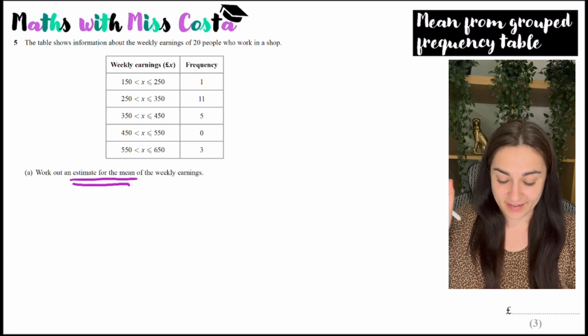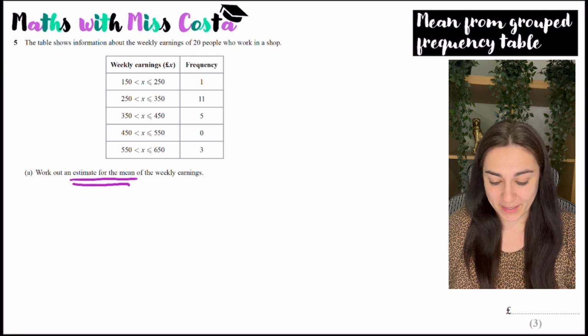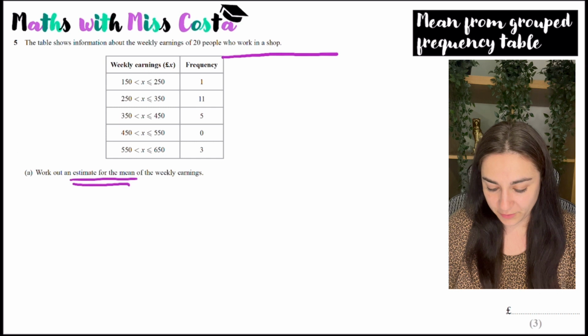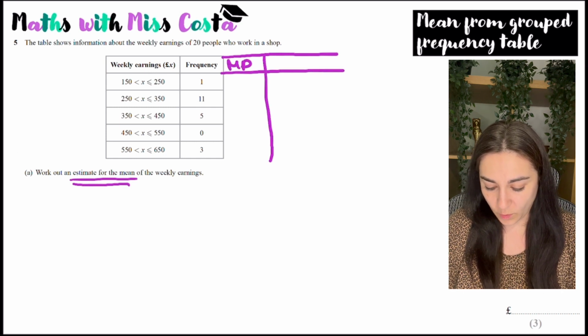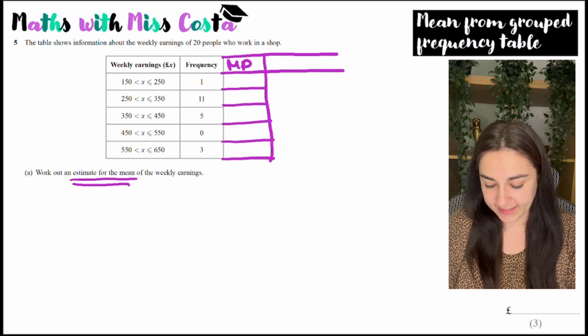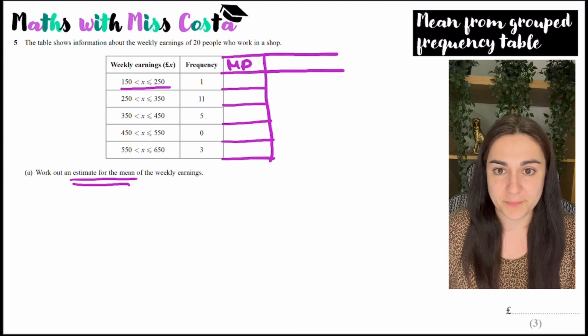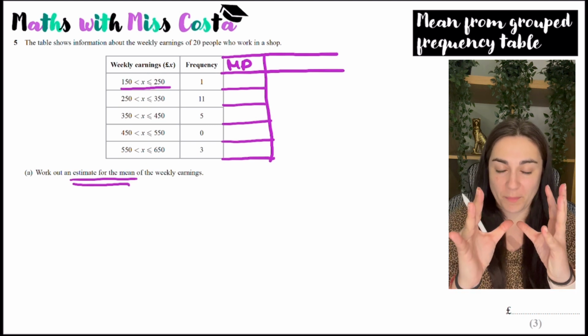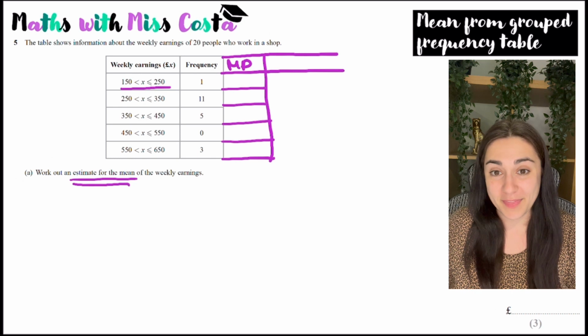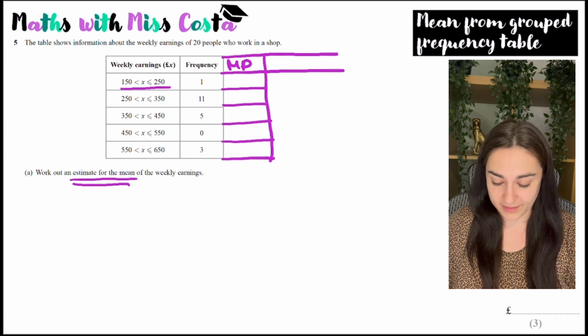So the reason it says estimate is because what we have to do is figure out what the midpoint is of the class intervals. And the class intervals are just the things that tell us, like here, the class interval is 150 to 250. That's the little bracket that one person earns between. So I find the midpoint of my class interval.